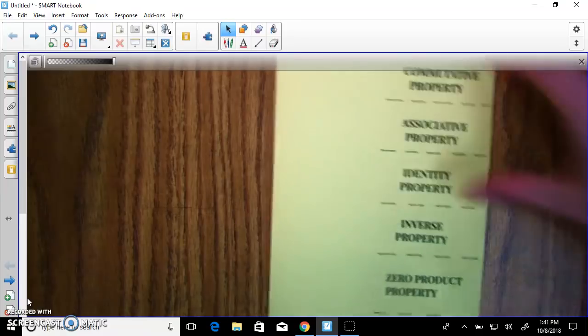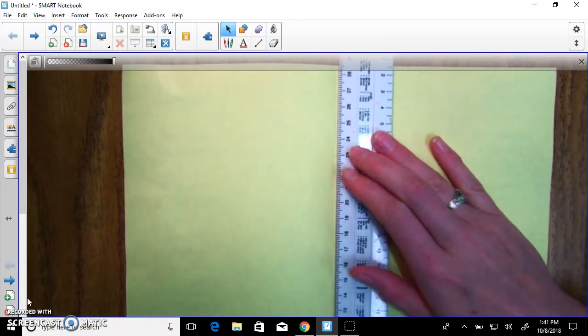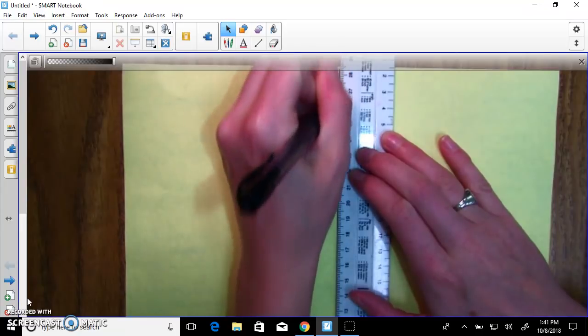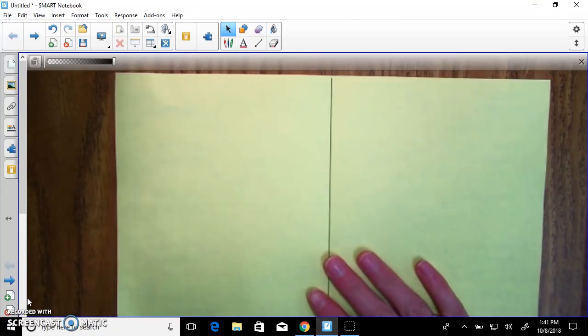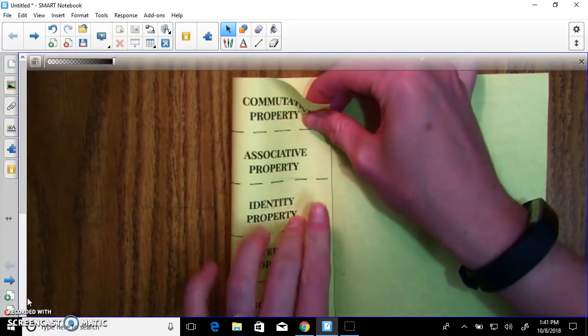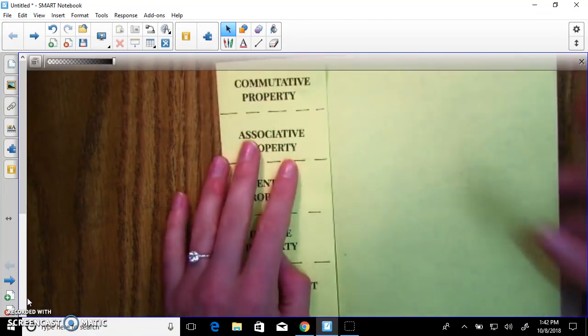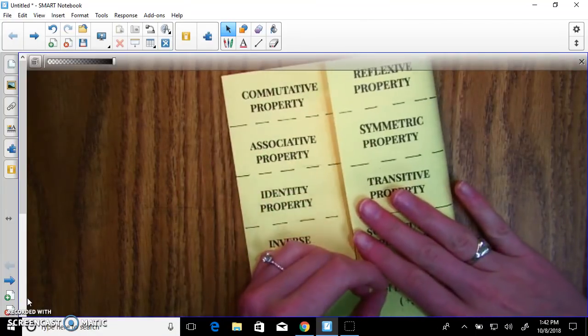Okay, and the reason that we're doing that is so that when we open it up, we see that there's a center line. And you can trace that center line if you want. I'm going to go ahead and trace it. If you don't want to trace it, you don't have to. But this is just to show the center of our foldable. Okay, next thing we're going to do is take the left side and fold that to the center. And then we'll do the same thing with the right side. We'll take that and fold it to the center.